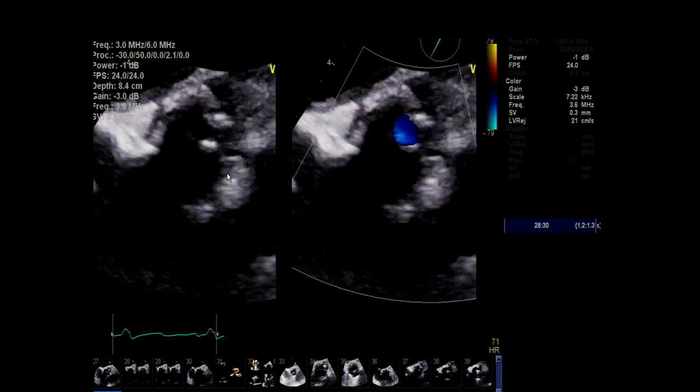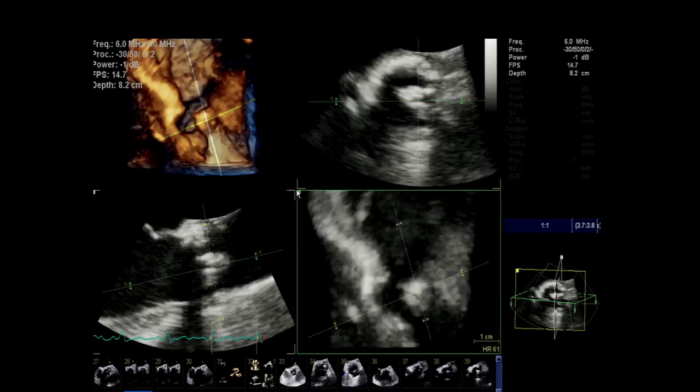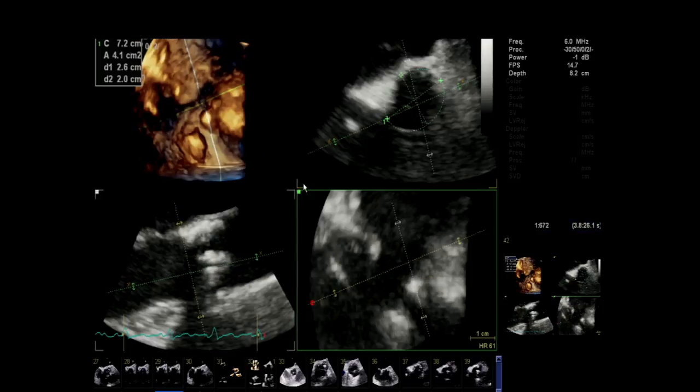And if I show you the second image, what you will see here is a three-dimensional echocardiogram, which is confirming the slit-like apertures. This is a unicommissural valve, and we have performed a three-dimensional reconstruction. On reconstruction, we have obtained a perimeter of 7.2, an area of 4.1, and two diameters of 2.6 and 2. And you will see how closely this corresponds to the CT scan measurements.